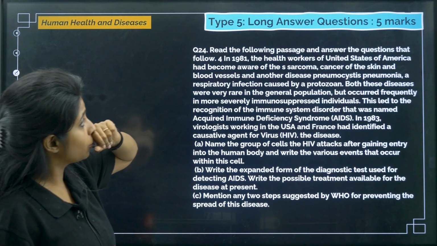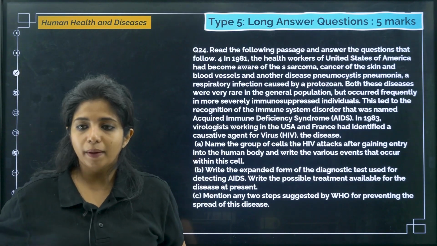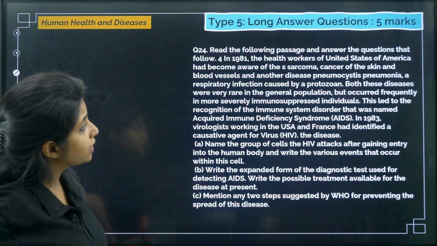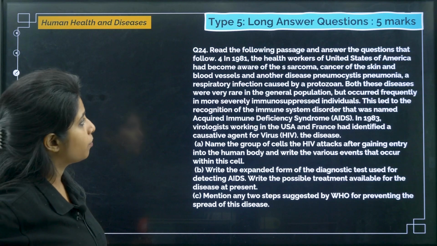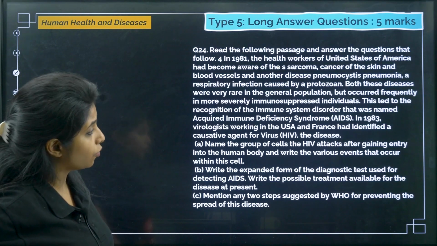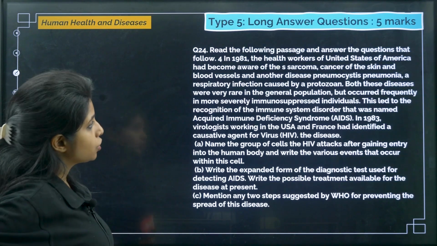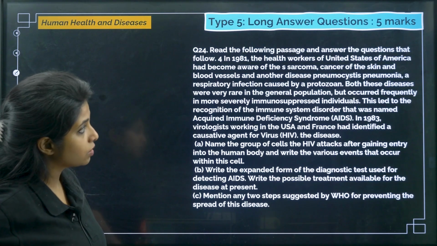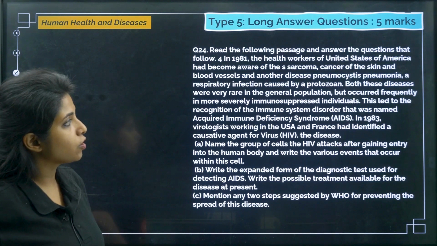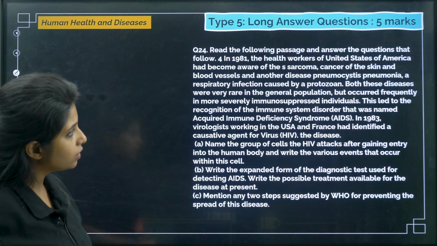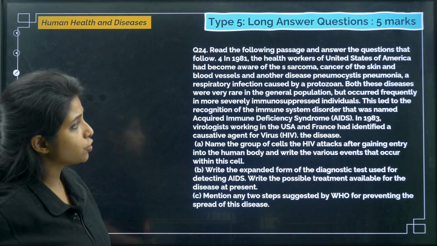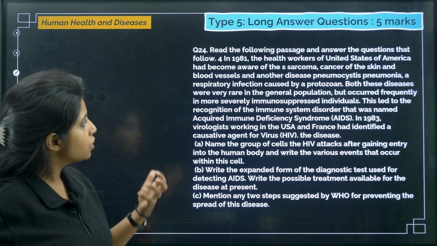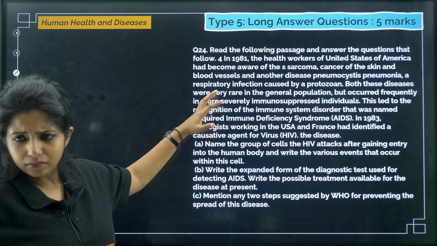There's a long type question, the 24th one. Read the following passage and answer the questions that follow. In 1981, the health workers of the United States of America had become aware of sarcoma. Sarcoma is cancer of the skin and blood vessels, and another disease, pneumocystis pneumonia, a respiratory infection caused by a protozoan. Both these diseases were very rare in the general population but occurred frequently in more severely immunosuppressed individuals.